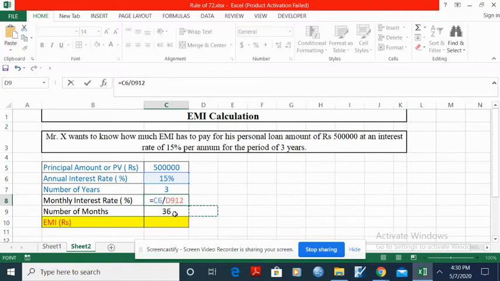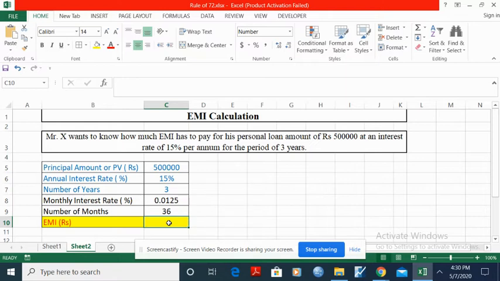Similarly here, instead of taking 3 years directly, I have taken the cell reference, 3 into 12. Now the advantage here is that if you change these values, the respective monthly cells will also change. Now we come back to the calculation of EMI.